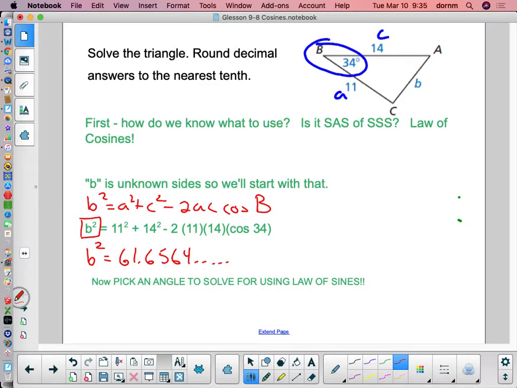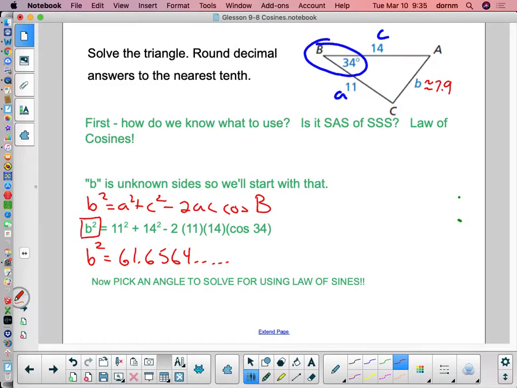4 dot dot dot. What do I want? I want B. So what do I have to do? Square root that. Yeah, just square root that number. 7.9. Okay. That wasn't so bad. And that number makes sense.